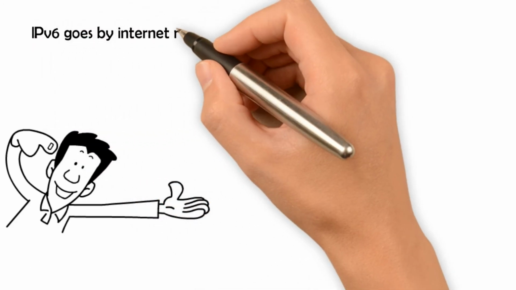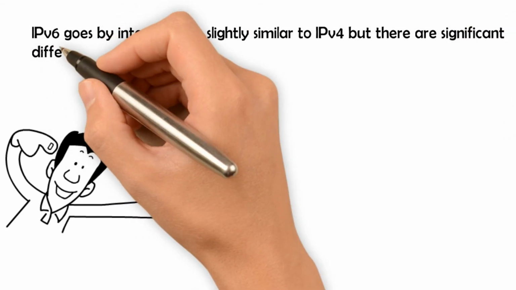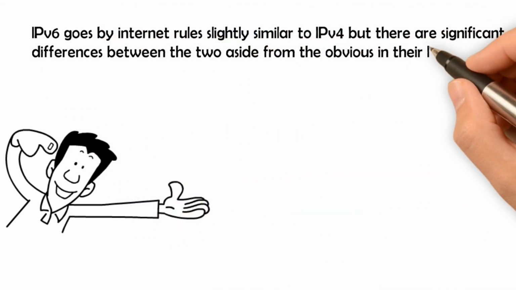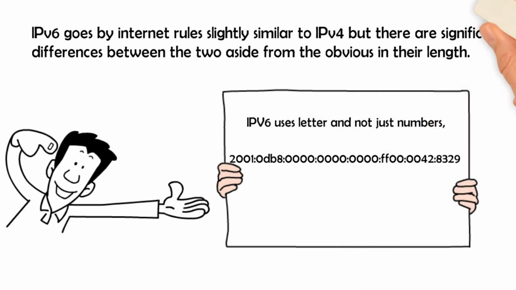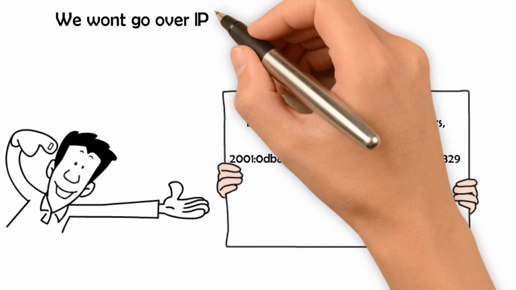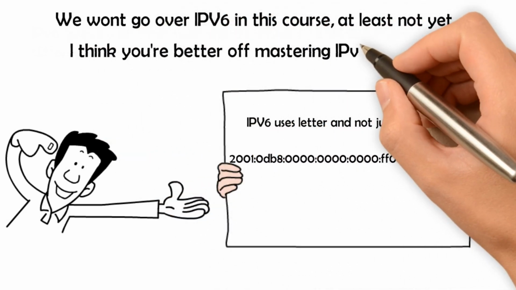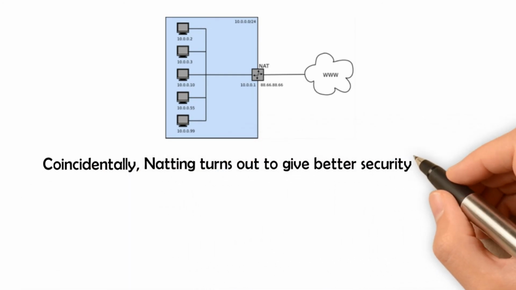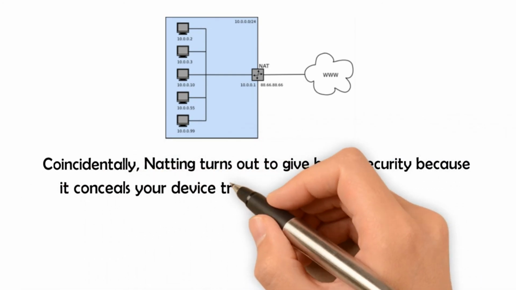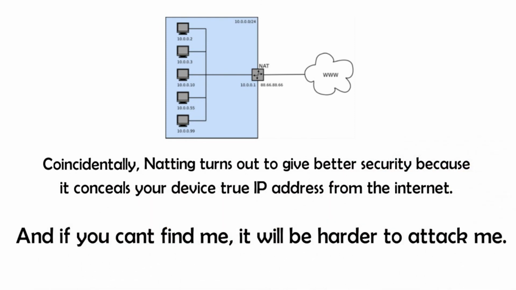IPv6 goes by internet rules slightly similar to IPv4, but there are some significant differences between the two aside from the obvious length difference. IPv6 uses letters and not just numbers, like this. We won't go over IPv6 in this course, at least not yet. I think you're better off mastering IPv4 for now. Coincidentally, NATing turns out to give better security because it conceals your device's true IP address from the internet. And if you can't find me, it will be harder for you to attack me.